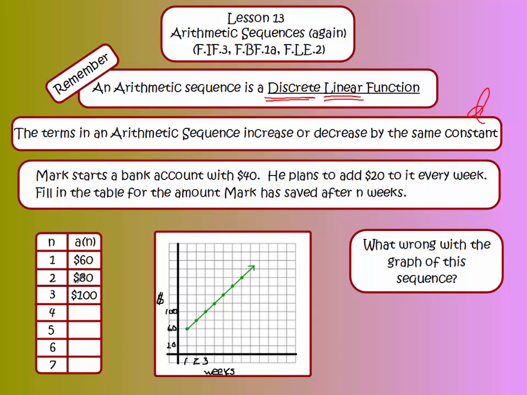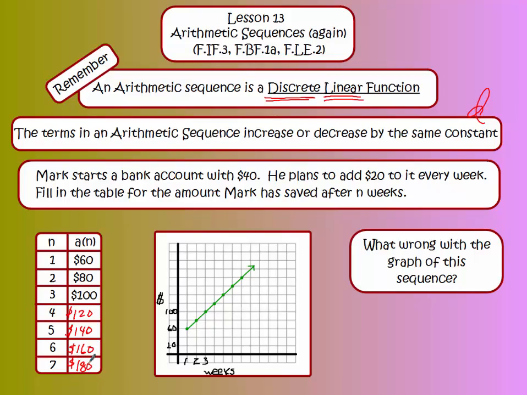At the end of week 2, he would have $80. He puts another $20 in. At the end of week 3, he has $100. Again, put another $20 in. So at the end of week 4, he will have $120. At the end of week 5, he will have $140. At the end of week 6, he will have $160. And at the end of week 7, he will have $180.